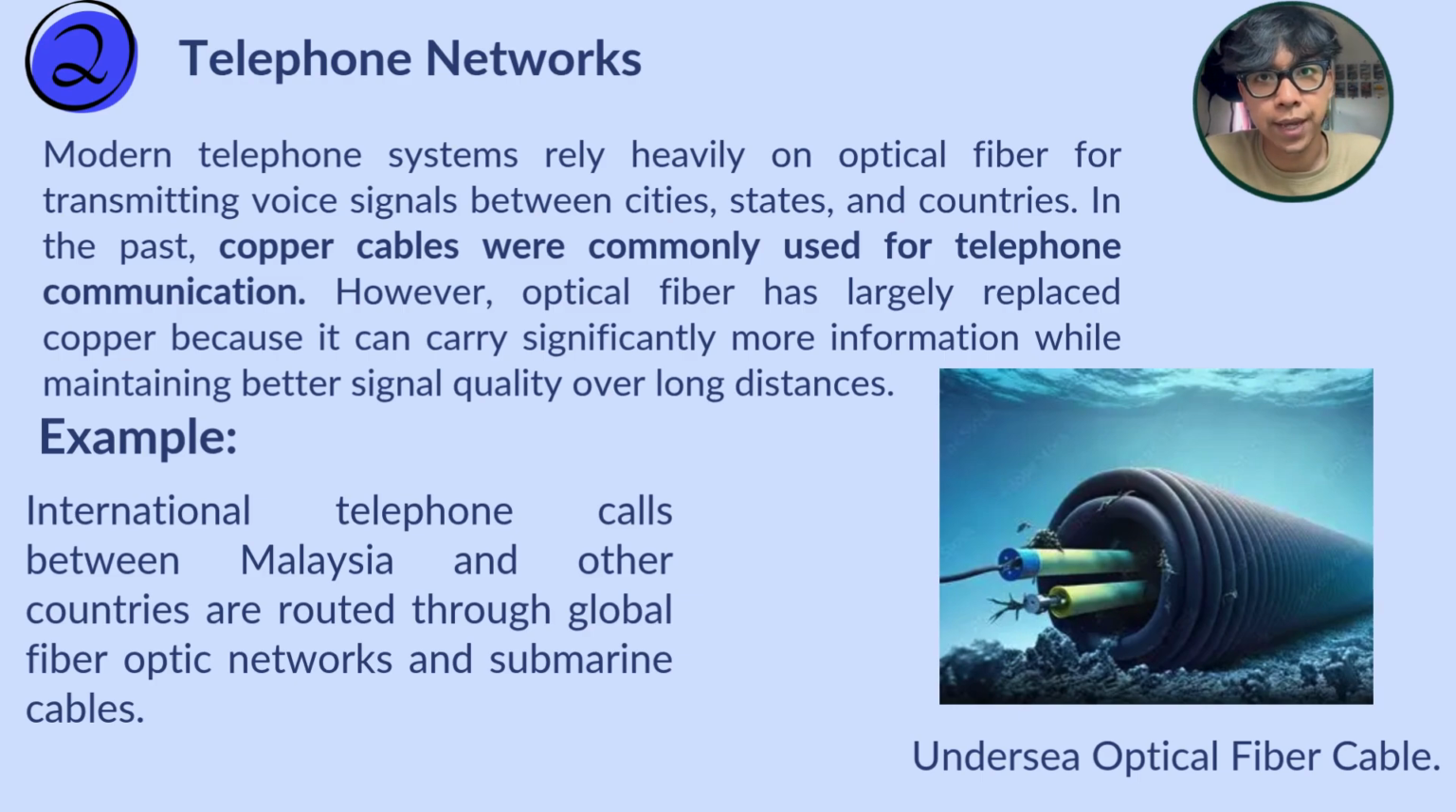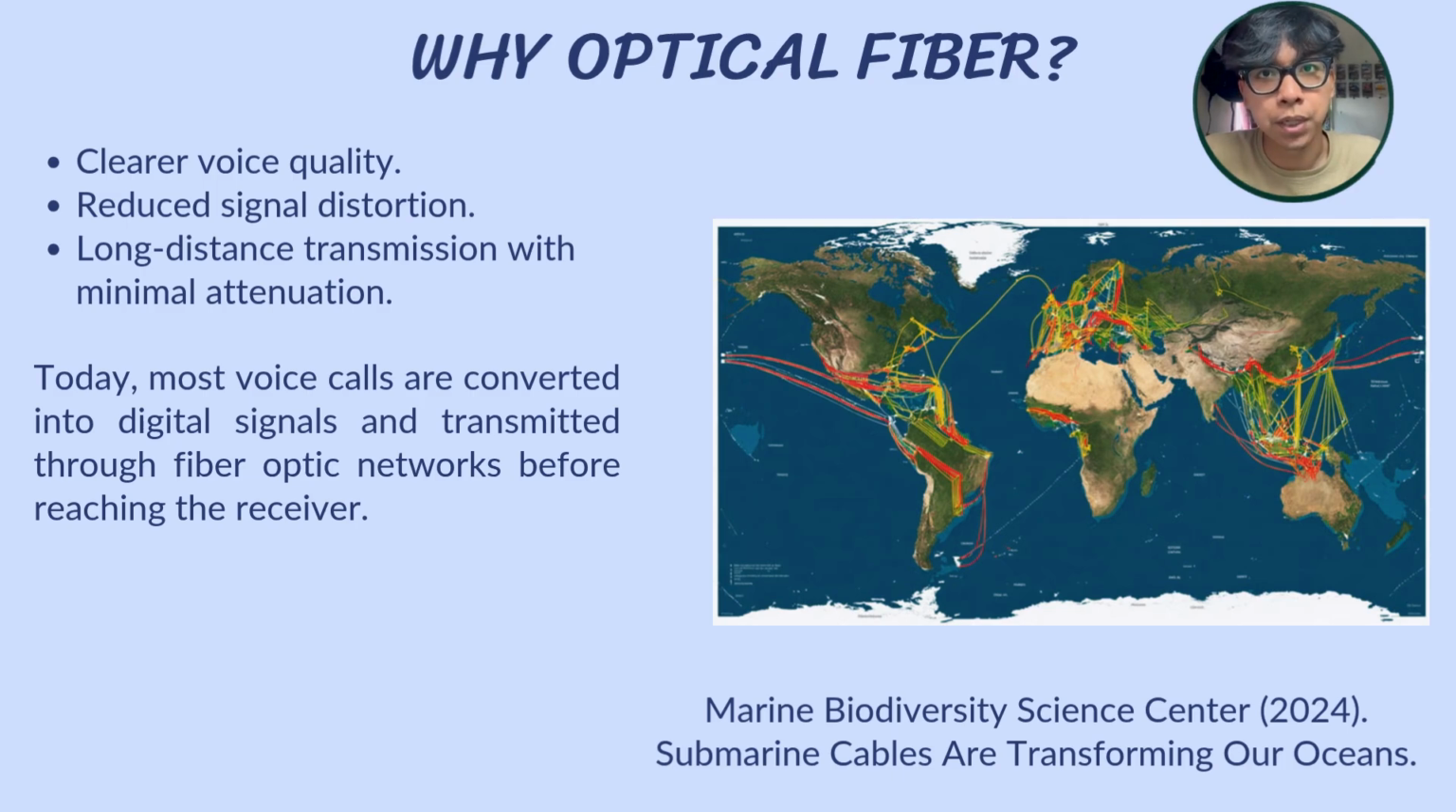Another important application is in telephone networks. Modern telephone systems rely heavily on optical fiber to transmit voice signals between cities and countries. In the past, copper cables were commonly used, but optical fiber has largely replaced them because it can carry much more information with better signal quality. For example, international telephone calls between Malaysia and other countries are transmitted through global fiber optic networks and submarine communications cables.